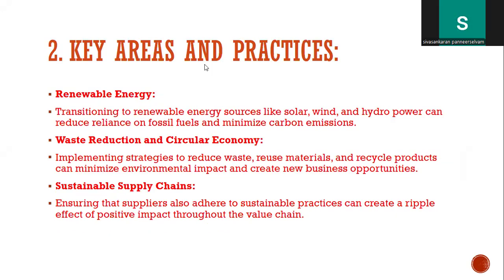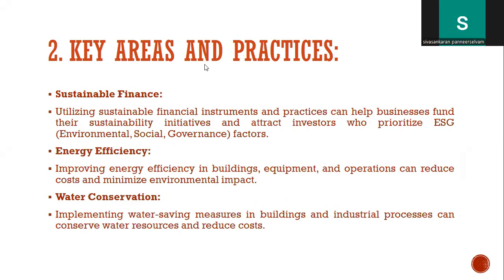What are the key areas and practices for sustainable business? Renewable energy, solid waste reduction, and sustainable supply chain. These are the three major areas where we can focus our sustainable business practices. And next, sustainable finance, energy efficiency in buildings, and water conservation, which are further additional things in sustainable business practice.